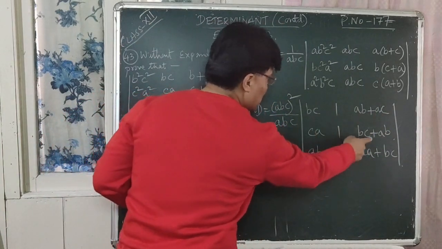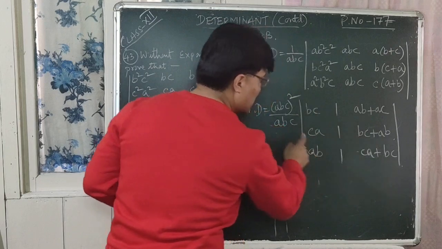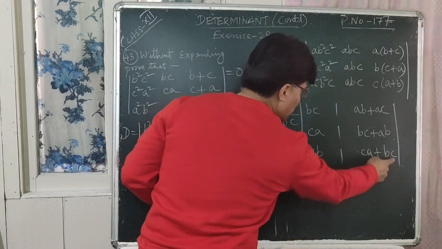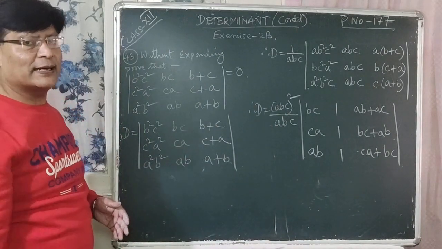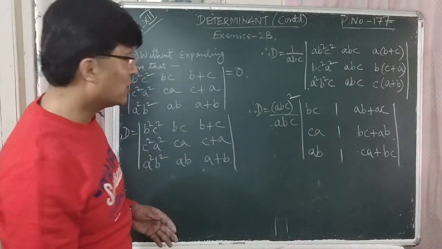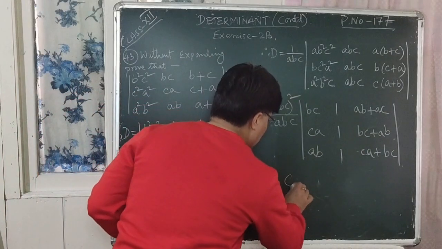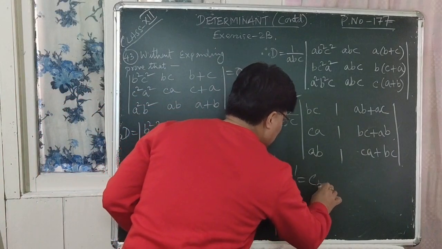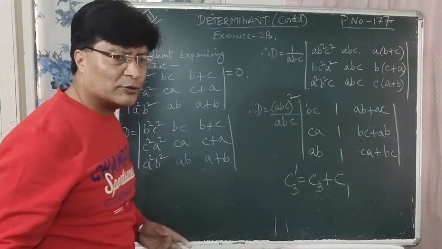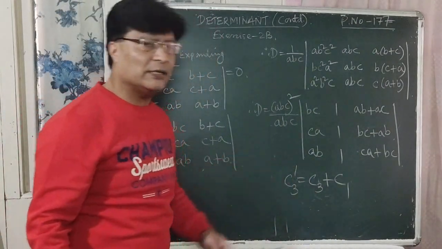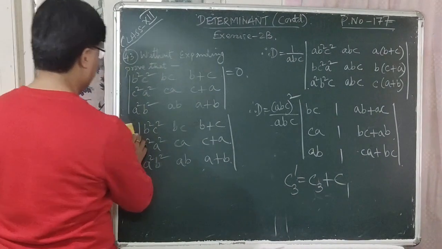This plus this, AB plus BC plus CA. You are getting the same elements in the third column, and you can take that common outside. So what is the property that you can use here? C3 dash is equal to C3 plus C1. That means, how does column 3 change? That is C3 plus C1, right?